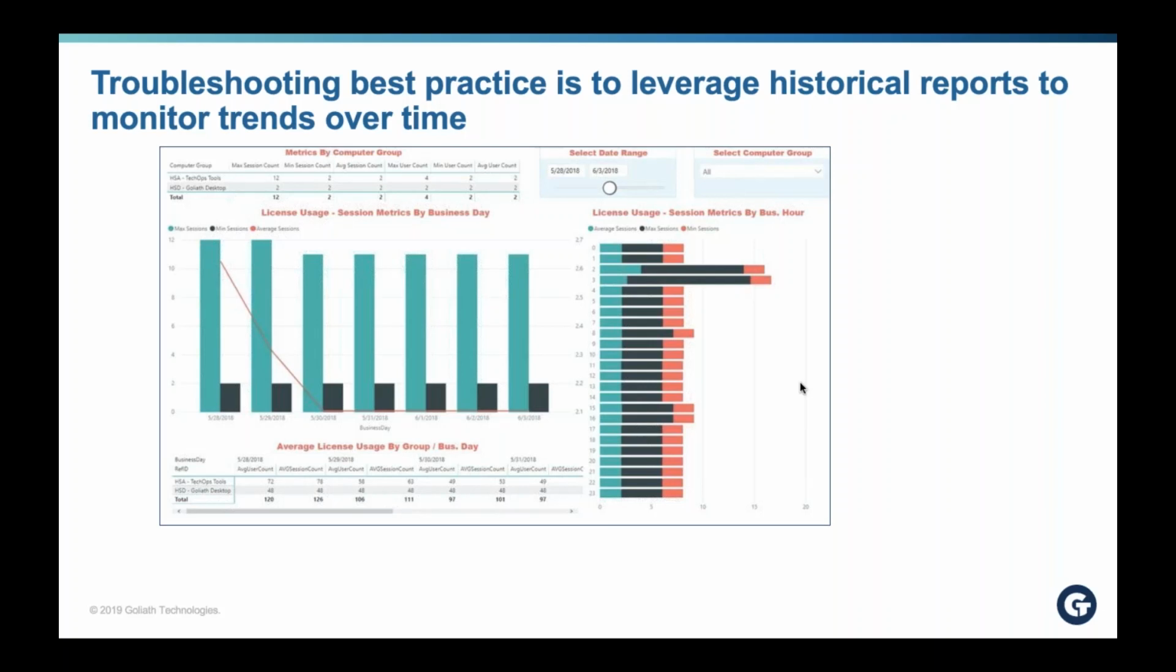Some people like to play it really, really close, and others like to have many licenses available. So this just gives them a baseline, gives them an understanding of, number one, usage and performance in the environment, as well as overall license usage, so that they can keep up to date with that.